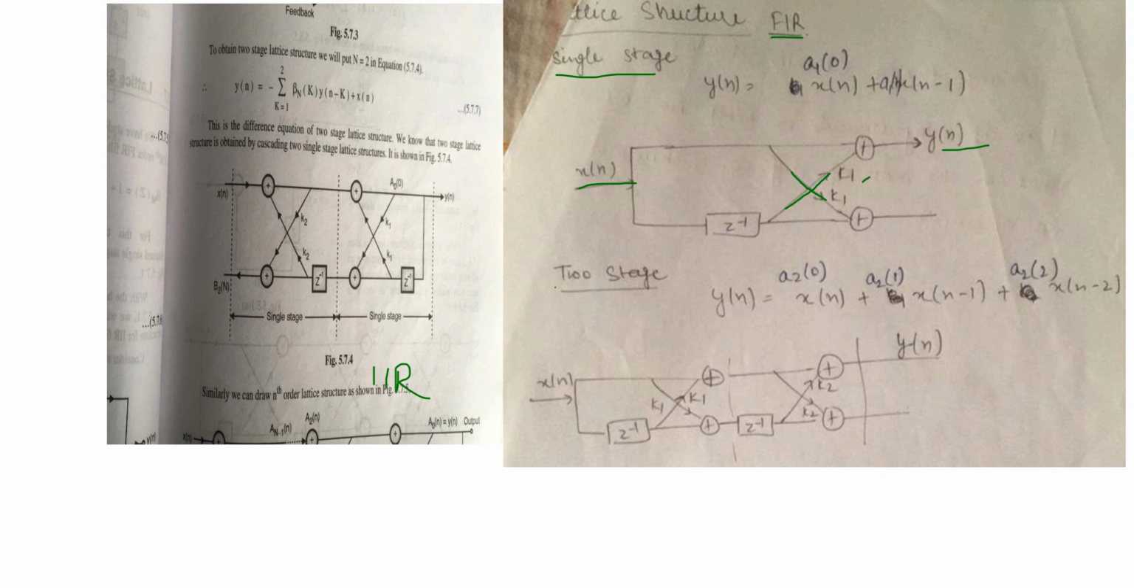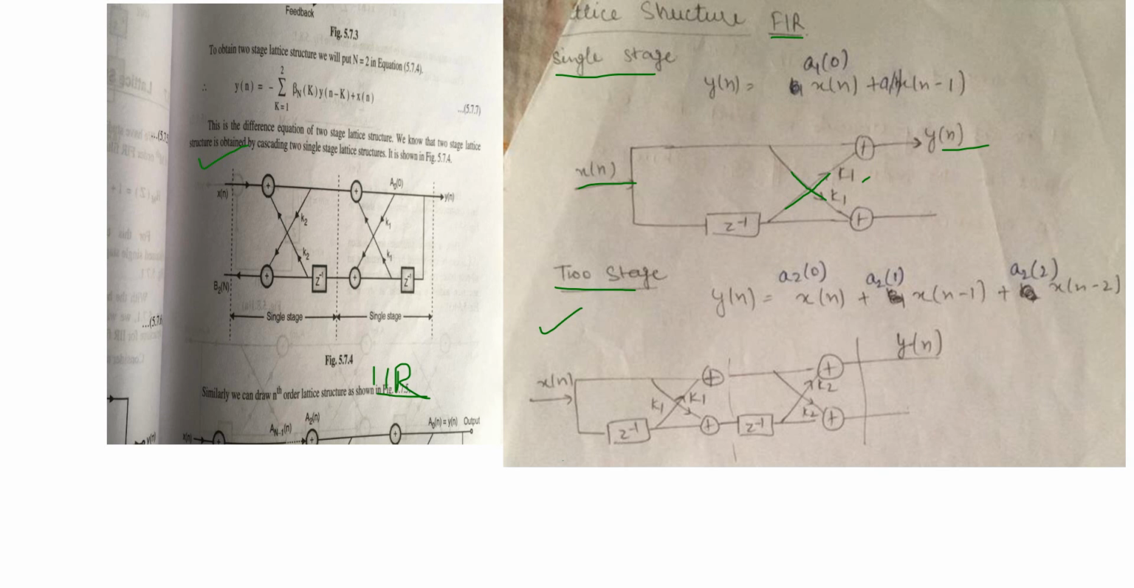And similarly, for the second stage, you have to calculate the values of K1 and K2 and you have to draw the diagram for two stage, or you can say for multi-stage. It is repeated. This is the diagram of two stage IIR filter. This is the diagram of two stage FIR filter. See the difference between these two diagrams.